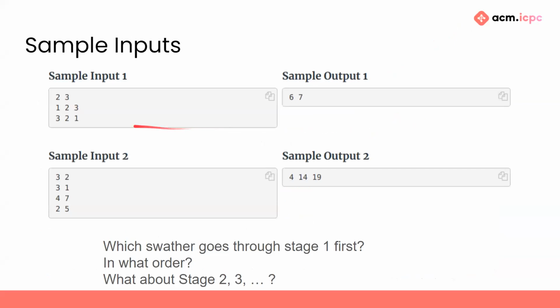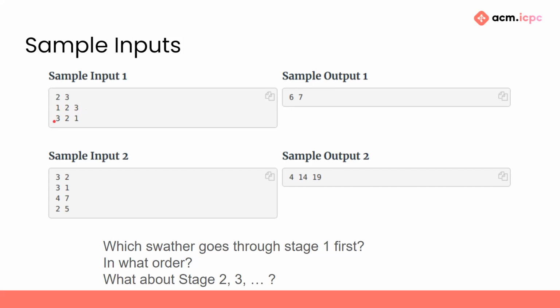Okay, so this question is pretty hard to understand. It took me a while to understand what it's saying as well. Basically, let's take a look at the simple inputs. In the first line, it gives us 2 numbers. The first one tells us how many swathers there are. And then the second integer tells us how many stages these swathers need to go through. And then following up, we have 2 lines of integers. The first line tells us that the first swather takes 1 minute to process in stage 1, and then 2 minutes in stage 2, and then 3 minutes in stage 3.